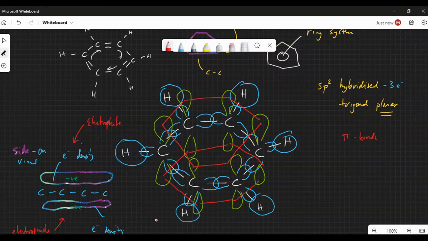Okay, so that's basically how benzene reacts. The electrons on the top, because of the delocalized system, and the electrons on the bottom provide an increased electron density, and this electron density will attract electrophiles, and that's how benzene reacts.